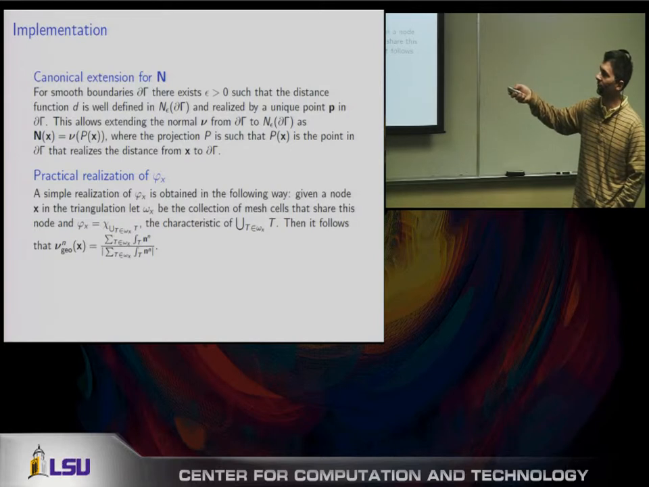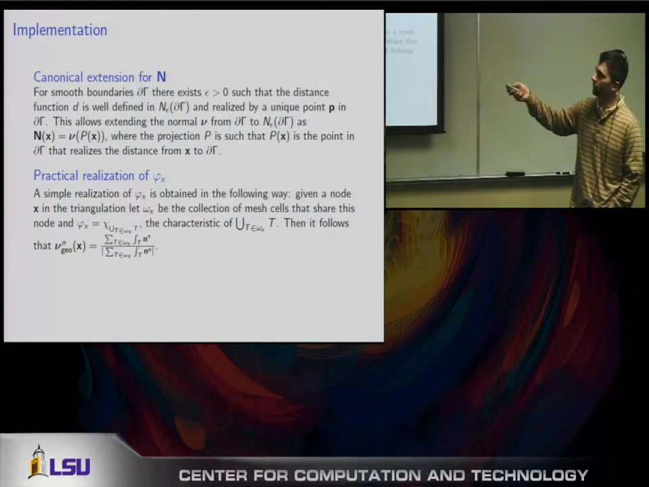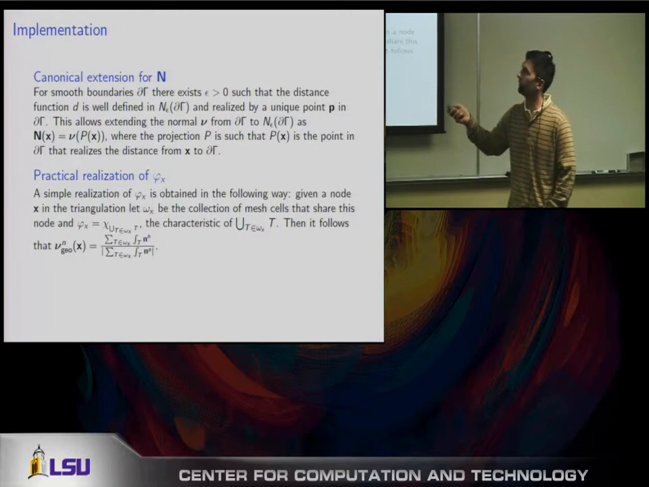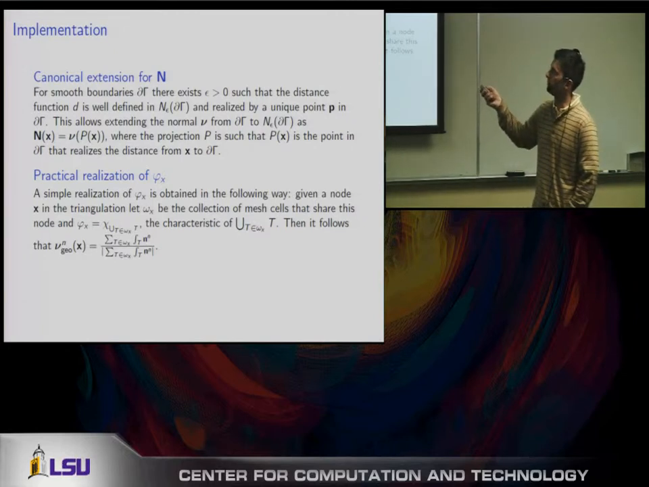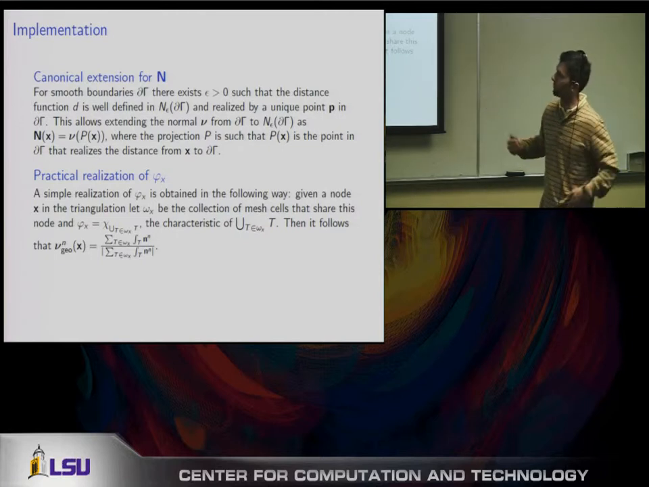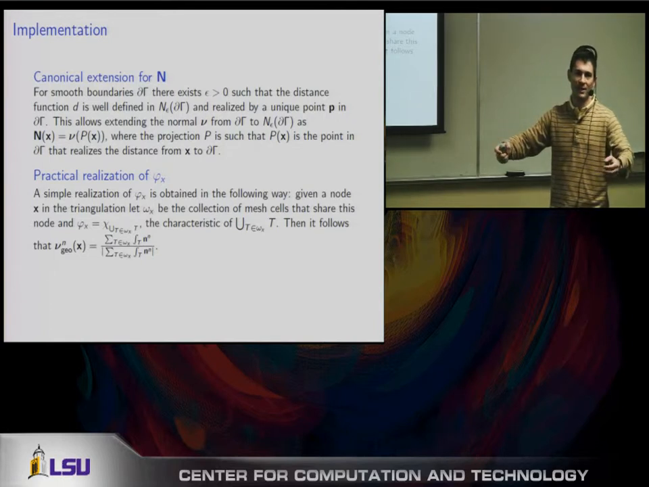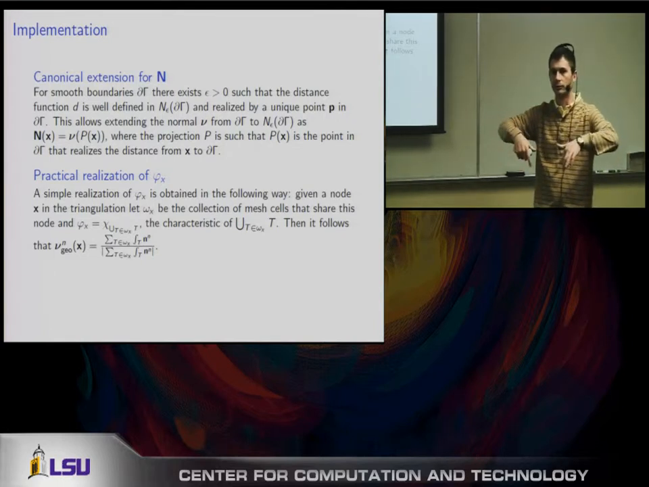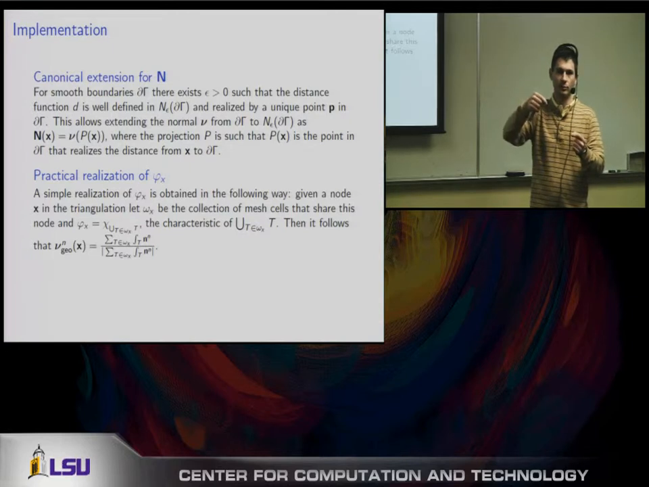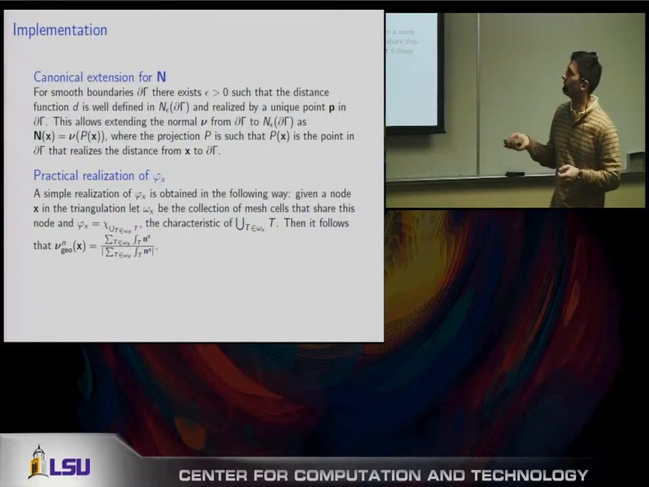I didn't tell you how in a discrete setting we would compute the extension of n, or how to take that average. One way to compute the extension of n is if your boundary is smooth, and as I said before, the distance function is well defined. So through the distance function, you can do a constant extension of the normal. Let's say you are at a point in some neighborhood of the curve. For this point, there will be only one point on the curve that realizes the minimal distance. So you define the normal at this point in the neighborhood to be the same as the normal at the point on the curve. And that's something that you can do.